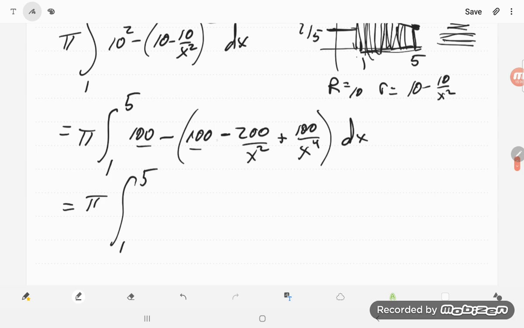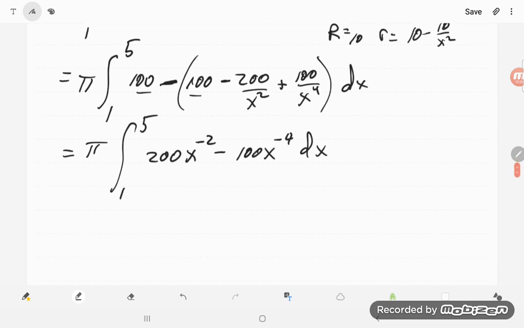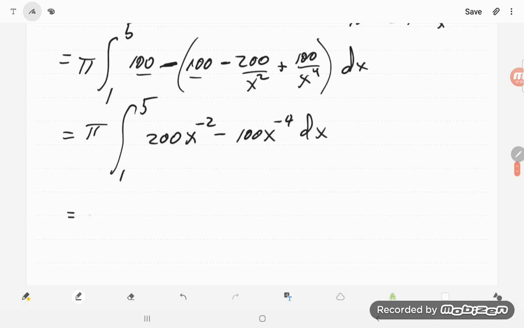So this is equal to pi times the integral from 1 to 5. Now, 100 minus 100, that's 0. And then I have to remember my negative here. So I get 200 times x to the negative 2 and a minus 100 times x to the negative 4 dx. So this is pi.